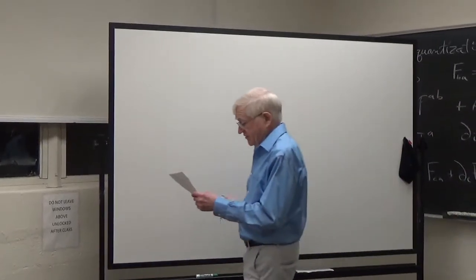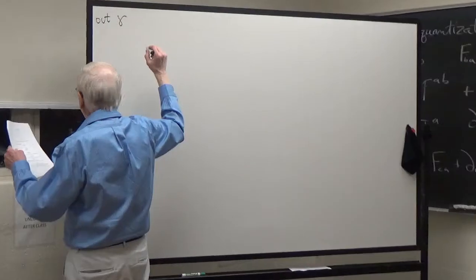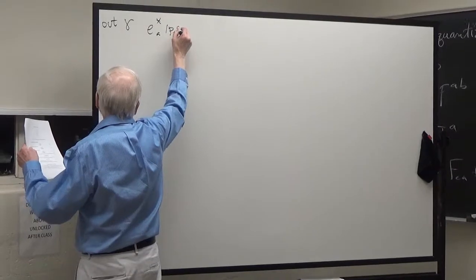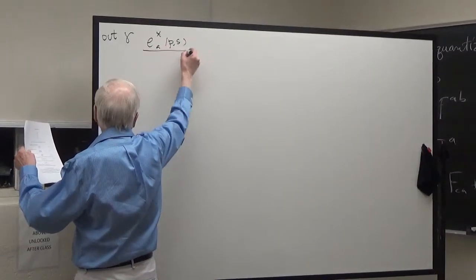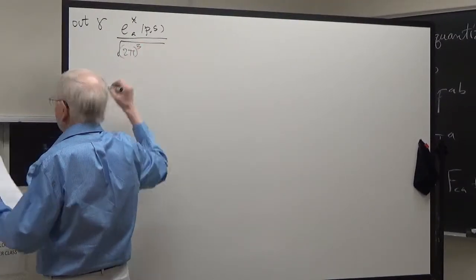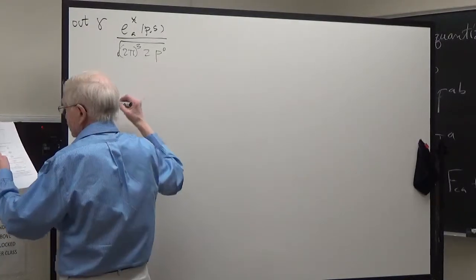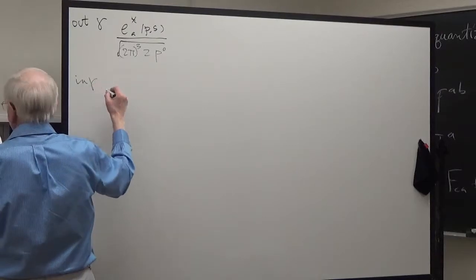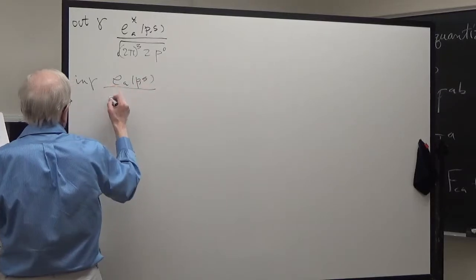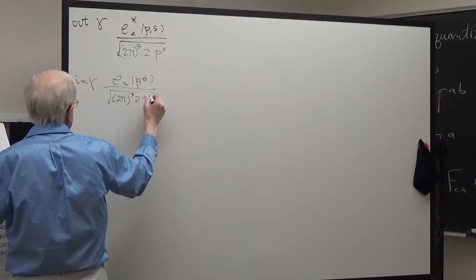Okay, then we have outgoing photon. And that gives us E star A of P and S over square root of 2 pi cubed. So notice that it's always 2 pi to the 3 halves, and then 2p0. Incoming photon: E A of P and S over square root 2 pi cubed 2p0.